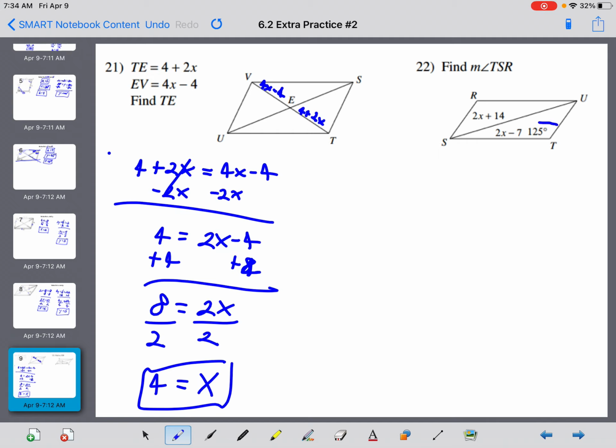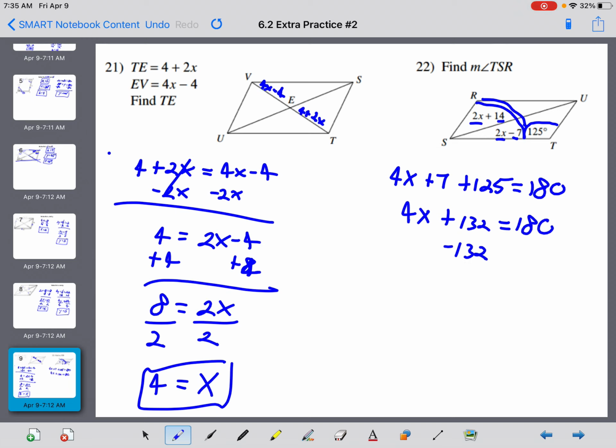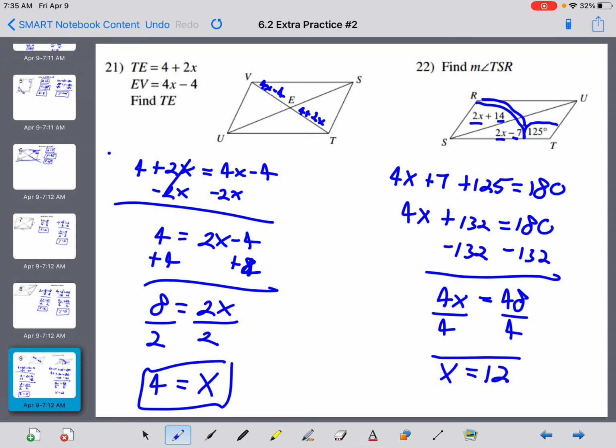For 22, we have your first angle, and then these two together are going to add up to 180. So this is 4x, because 2 and 2 makes 4, and 14 minus 7 is 7. We're going to add 125 and set it equal to 180. 125 and 7 makes 132. You're going to subtract 132 on both sides, and we get 48. Divide by 4, and x equals 12.